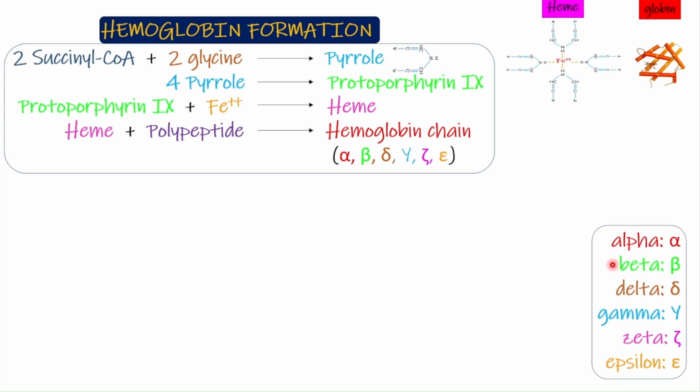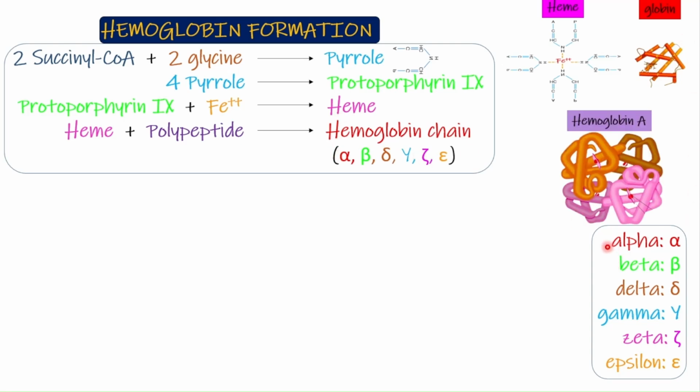Now a hemoglobin molecule consists of 4 hemoglobin chains. So a hemoglobin molecule looks like this, and it has 4 hemoglobin chains, each with a single iron, so 4 irons in total. So this is a hemoglobin molecule. For instance, this is hemoglobin A, which has 2 alpha chains and 2 beta chains.